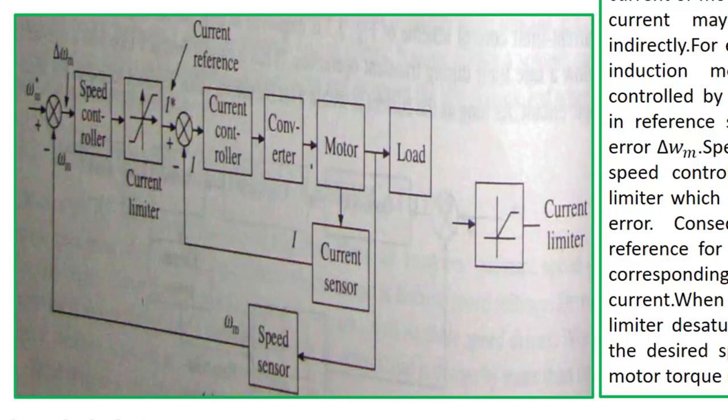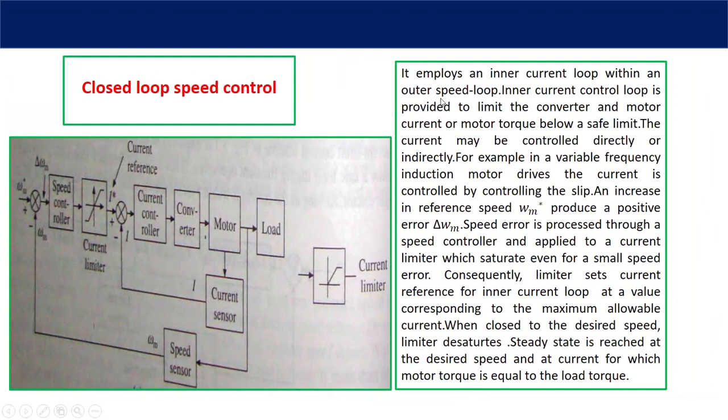It implies an inner current loop within an outer speed loop. The inner current loop is provided to limit the converter and motor current, or motor torque, below a safe limit. The current may be controlled directly or indirectly. For example, in variable frequency induction motor drives, which I will discuss at the time of induction motor drives, the current is controlled by controlling the slip.